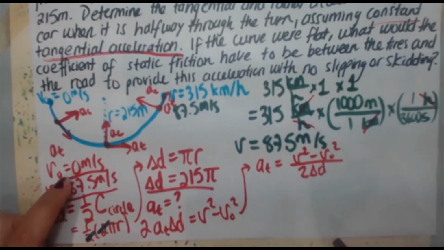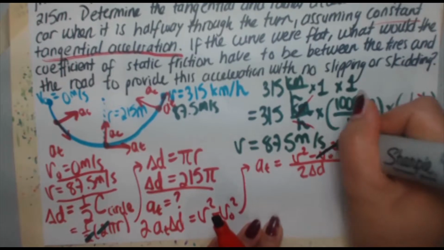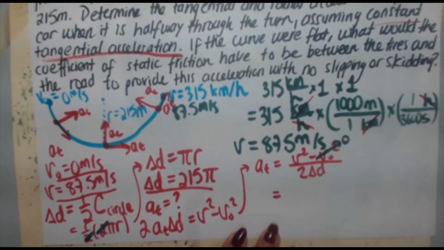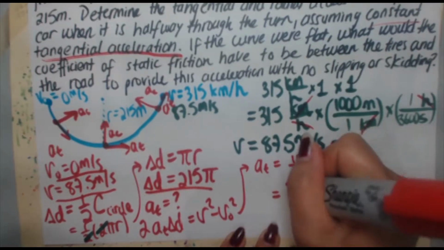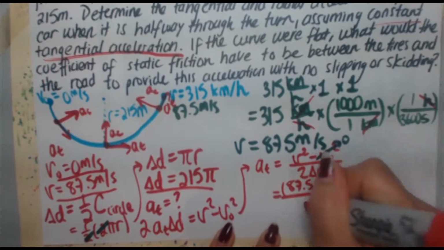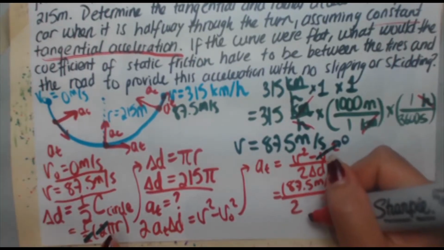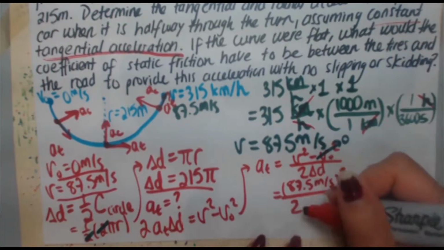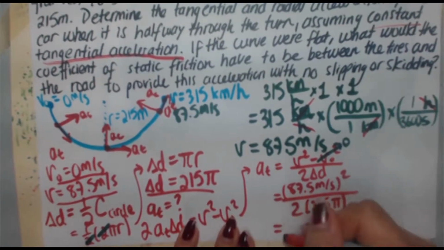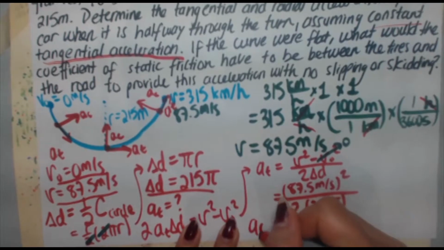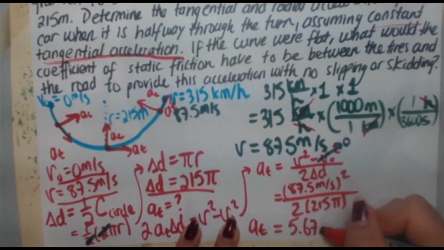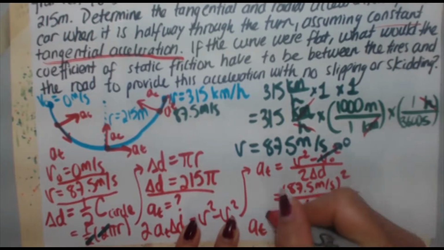Okay, we know v naught is 0, so that's nice. That just disappears, so we're left with v squared over 2 delta d. Okay, so our v is 87.5 meters per second. Square that, divided by twice the distance, so twice 215 pi. When you punch all that in your calculator, you're going to get that the tangential acceleration is 5.67 meters per second squared.